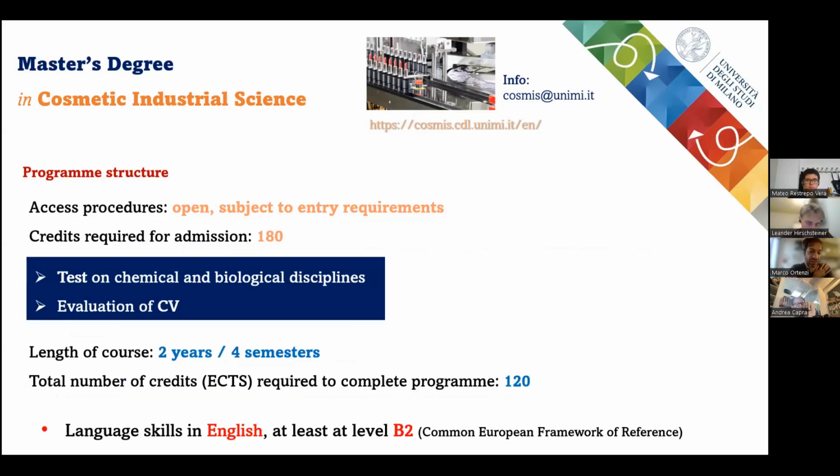Being a master degree course, you need 180 credits to start enrolling, and there will be a test of chemical and biological disciplines, as well as an evaluation of your overall CV. It's a 2-year course, so 4 semesters, and you will gain 120 credits. Since it is an international course and it is in English, a minimum B2 level is required to follow the course itself.